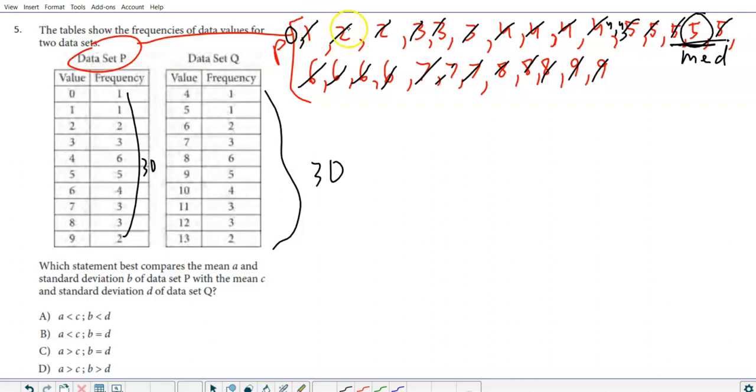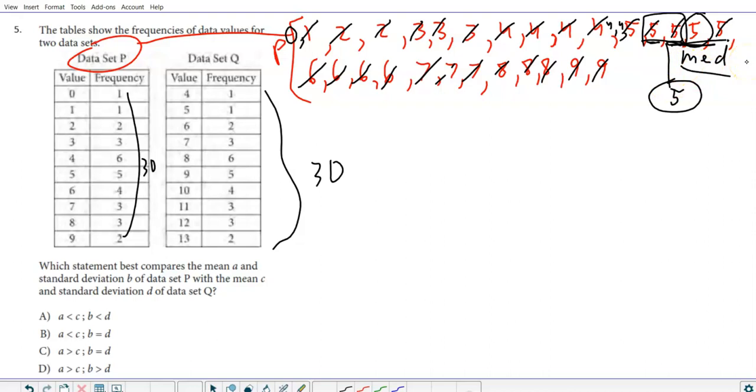So 1, 2, 3, 4, 5, 6, 7, 8, 9, 10, 11, 12, 13, 14, 15. So this is the 15th term. This is the 16th. I think I would average those to get a median of 5. It still is the same median because all those numbers were about the same in the middle there. So the median would be 5.